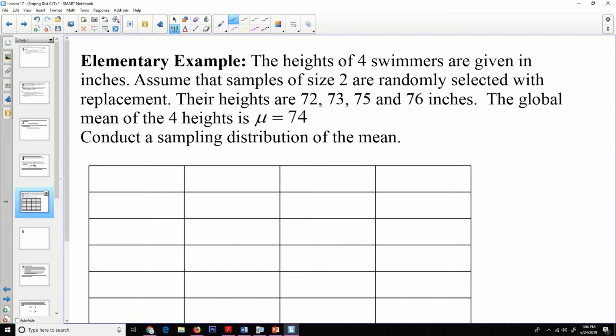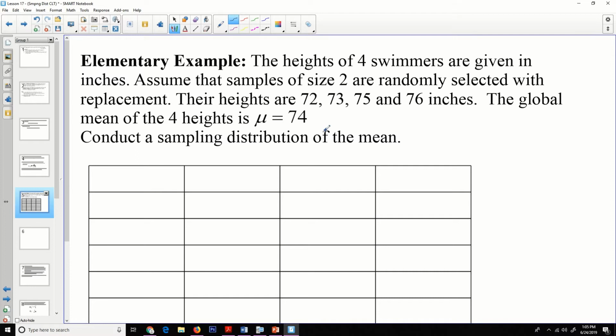We have the heights of 4 swimmers, and in this particular instance, our 4 swimmers are our population. The heights are given in inches. Assume that samples of size 2 are randomly selected with replacement. Their heights are 72 inches, 73 inches, 75 inches, and 76 inches, and the mean of the 4 heights is going to be 74.